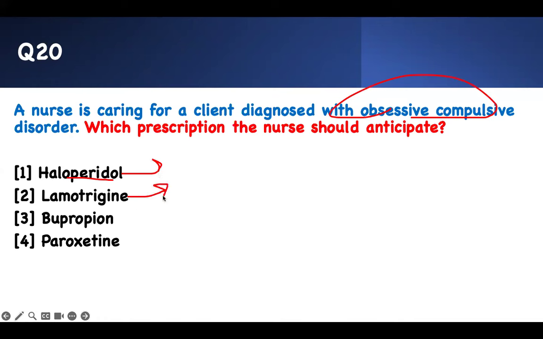Lamotrigine. Is it a mood disorder like bipolar? Bupropion. Is it for another depressive disorder? And paroxetine. The key is, this is also mental health, right? The problem is to reduce the anxiety associated with the problem. So SSRI is a first line of choice. SSRI will help this patient stop what they're doing. So that's for that question.